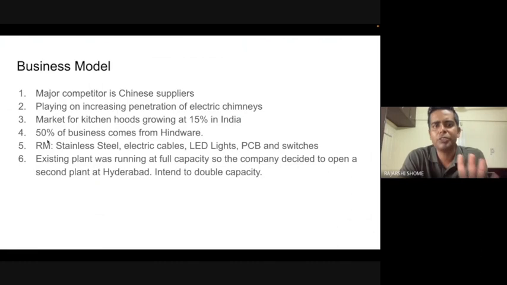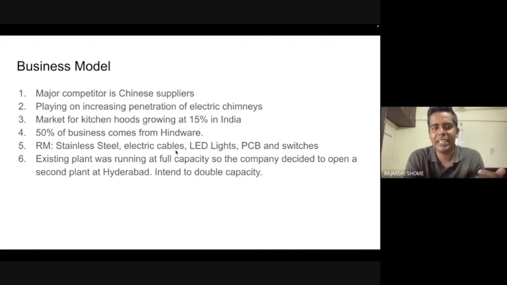So what are the raw materials for this? If you are making an electric chimney, you have to understand what the raw materials are. Stainless steel is a raw material, electric cables are a raw material, LED light is a raw material, and then PCB and switches are raw materials, right? So these are the materials. What they are trying to do is source all these raw materials from India itself, right? They do not want to rely on any Chinese imports.